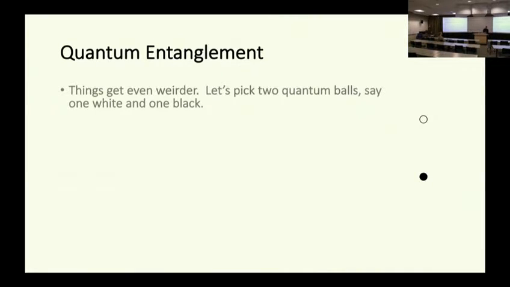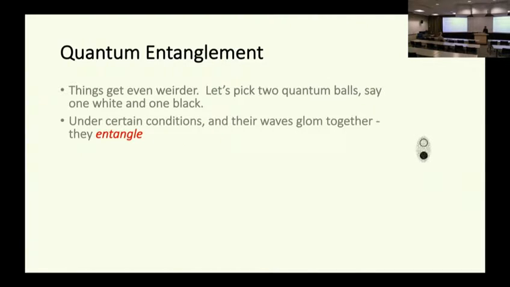Okay, I have heard of quantum entanglement. Things get even more strange. Let's take two quantum balls this time, one white and one black. Under certain conditions, you can do something which will cause their wave functions to glom together. It's called entanglement.